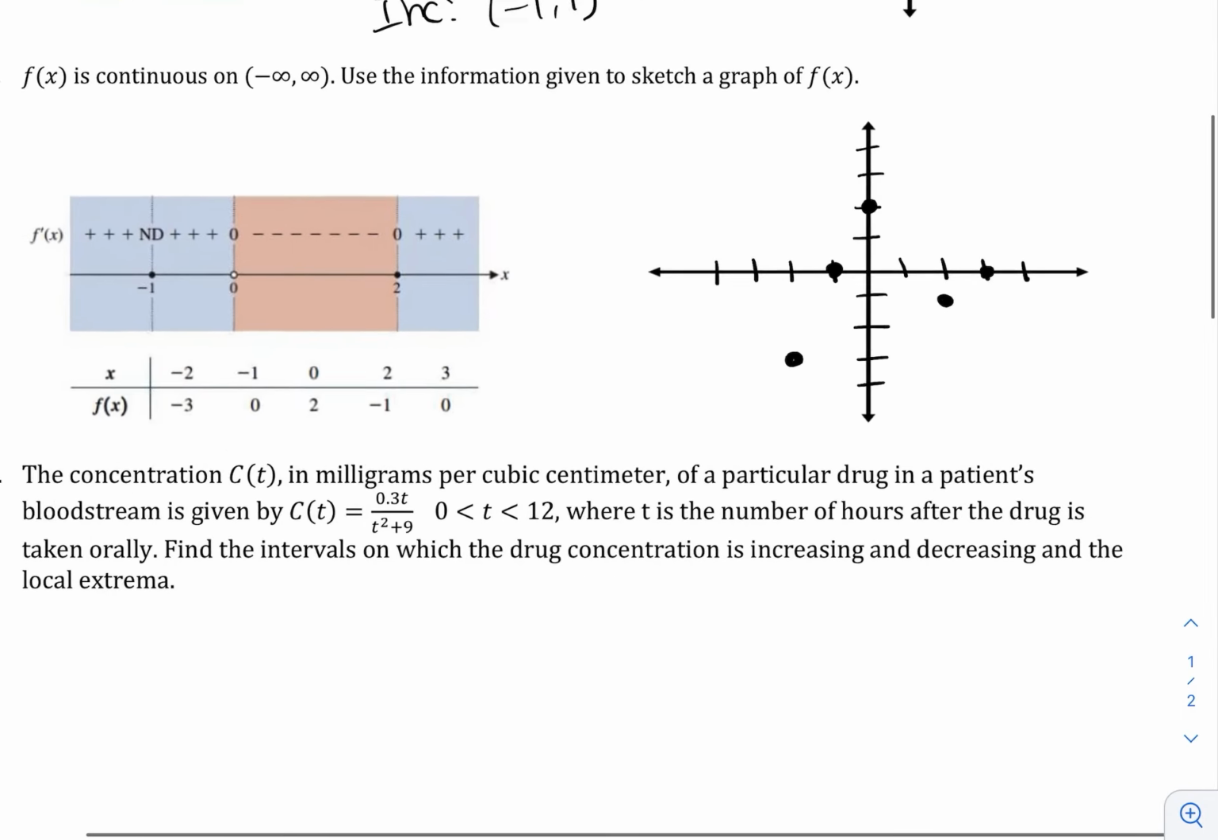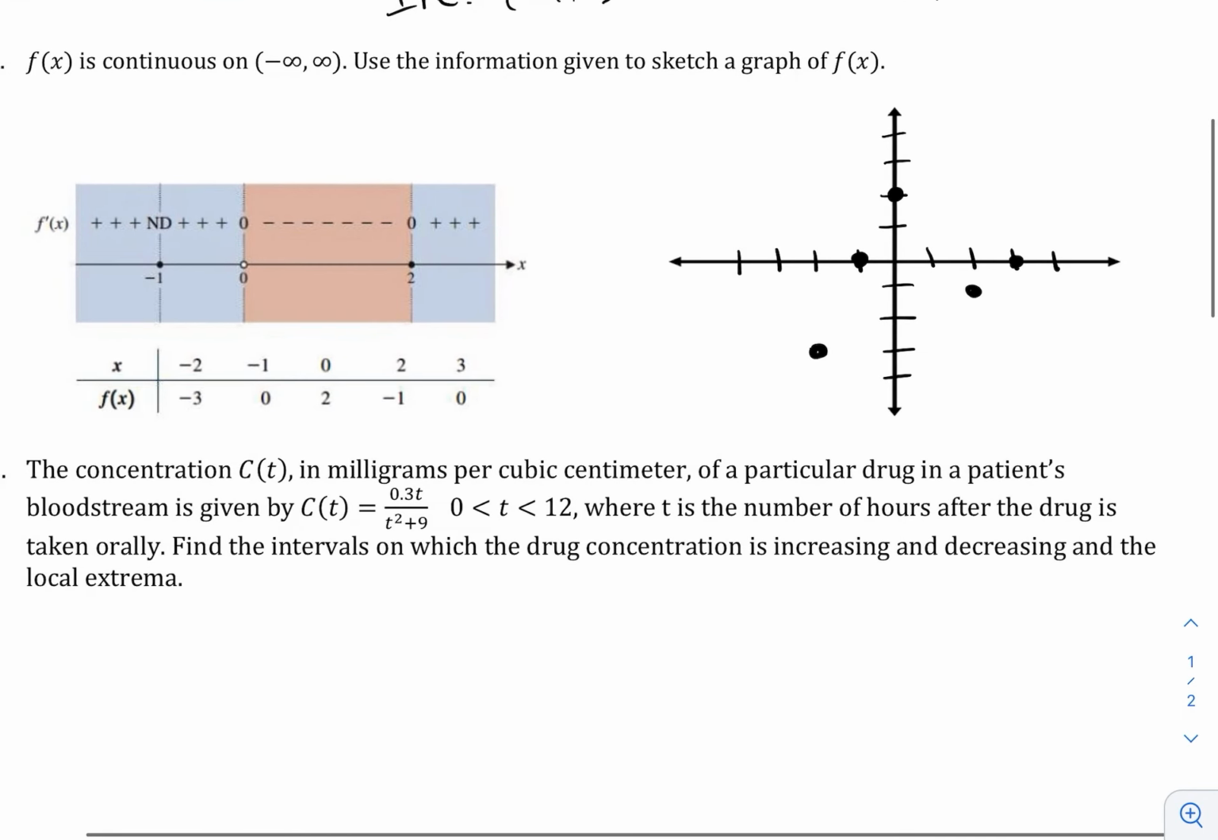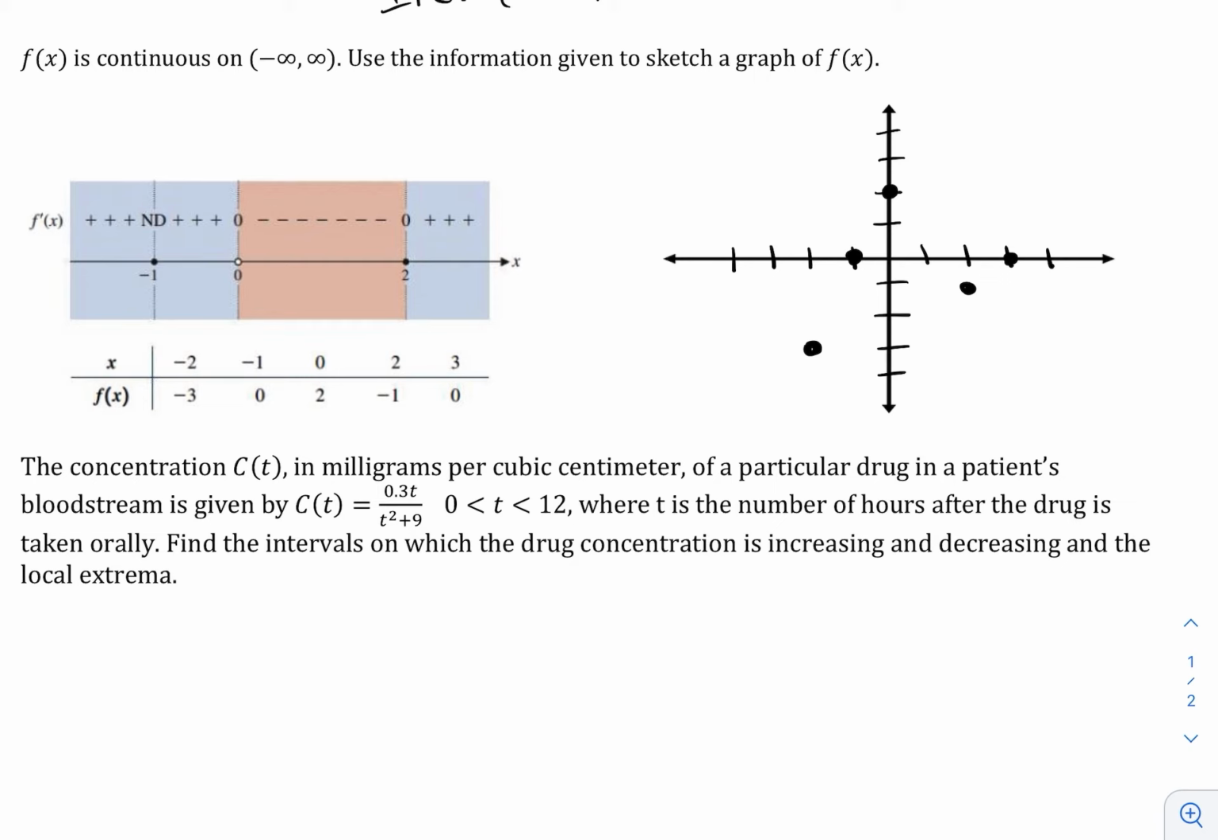Now, the next thing you're going to do is look at when the derivative is undefined and when it is 0. ND means not defined, and 0 means that it's 0. So you have 3 partition numbers that create your sign chart. And so what happens is you increase, you increase, you decrease, you increase.